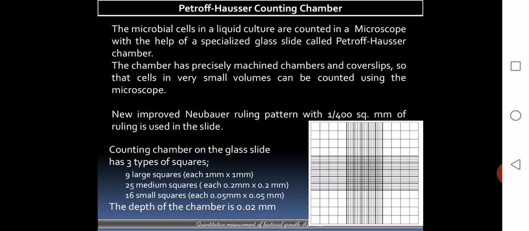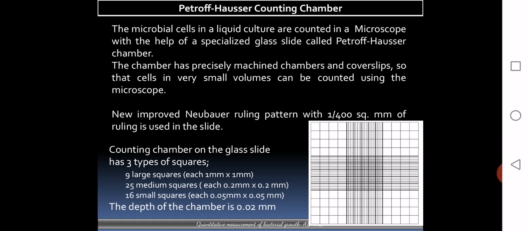So we'll see each of them in detail. First we'll take an example of a method called the Petroff-Hausser counting chamber. The Petroff-Hausser chamber is a classical example of a counting chamber used for estimation of bacterial cells. We know that these kinds of counting chambers are widely used in counting of blood cells and other cells like semen cells. And for bacterial counting also we can use these kinds of counting chambers.